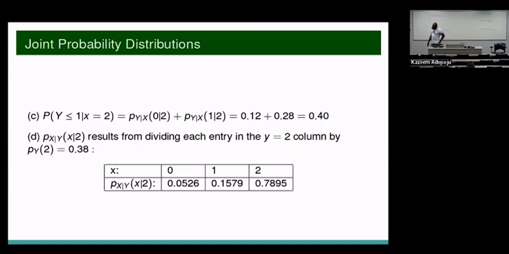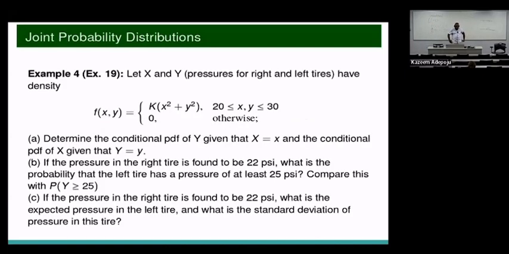Does that make sense? Okay, so then every other one goes. But you know what? It's very easy when we are actually talking about discrete. But let's come to continuous. I needed to see this particular example now. Let x and y, pressure for right and left tires, have density k into that.